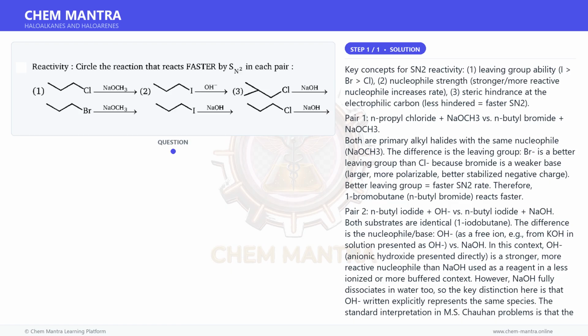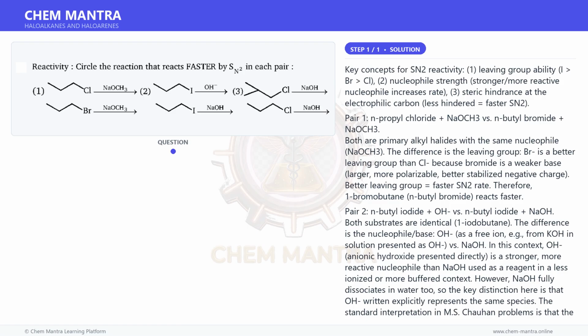Pair 2, n-butyl iodide plus O⁻ versus n-butyl iodide plus NaOH. Both substrates are identical, 1-iodobutane. The difference is the nucleophile. O⁻ as a free ion, for example from KOH in solution, versus NaOH. In this context, the anionic hydroxide presented directly is a stronger, more reactive nucleophile than NaOH used as a reagent in a less ionized or more buffered context.